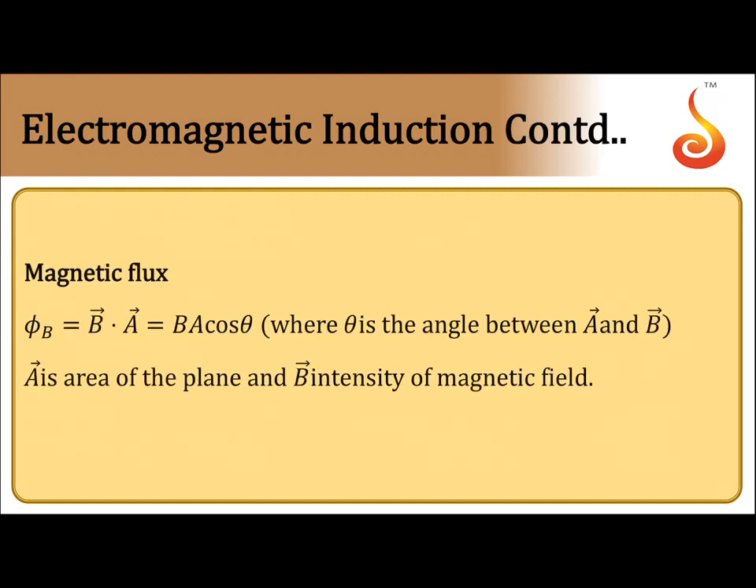Proceeding further, first we have to define what is magnetic flux. Magnetic flux is denoted by phi B in order to distinguish it from electric flux. It is defined in the same way as electric flux. It is the dot product of magnetic field and area of cross section, B dot A, which is BA cos theta, where theta is the angle between the area vector and the field vector. A is the area of the plane of the coil, and B is the intensity of magnetic field, or what we call magnetic field induction.